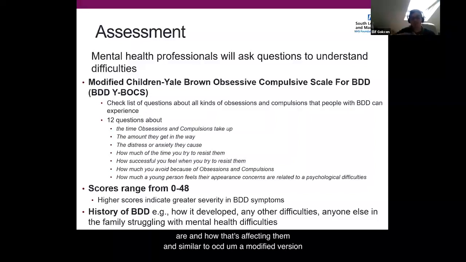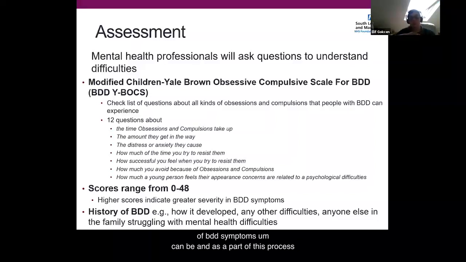And similar to OCD, a modified version of the CYBOCS, which has been created for young people with BDD, will be used to run through a checklist of questions that help identify the key areas of difficulties. And once you go through this process and spend some time answering these questions and thinking about your BDD as carefully as possible, this will indicate a score that ranges from 0 to 48. And we know that the higher the scores, the greater the severity of BDD symptoms can be.